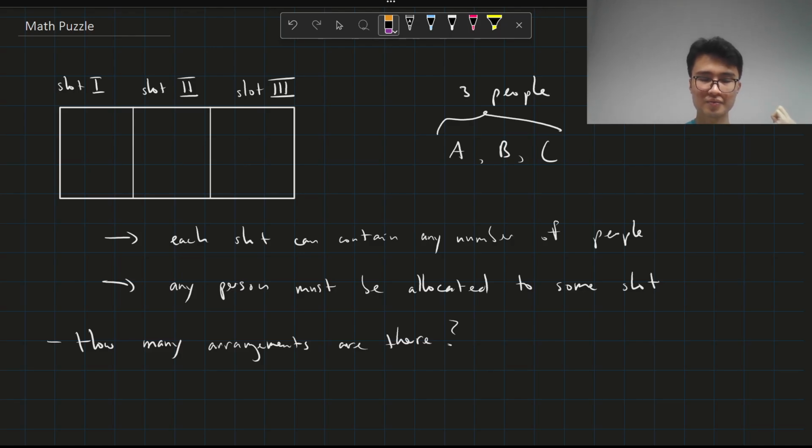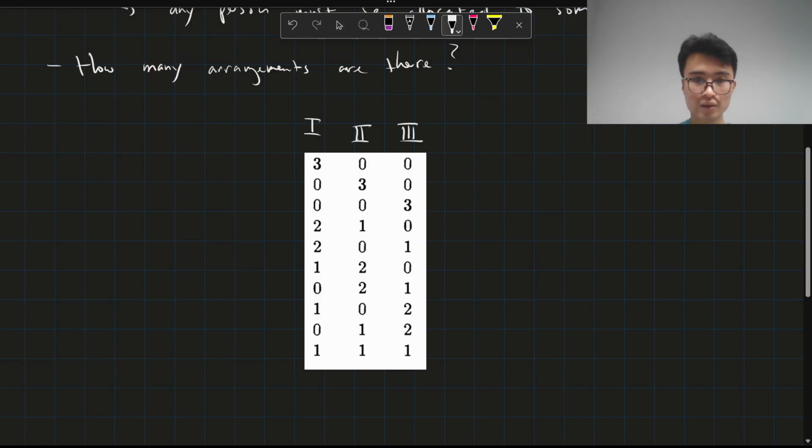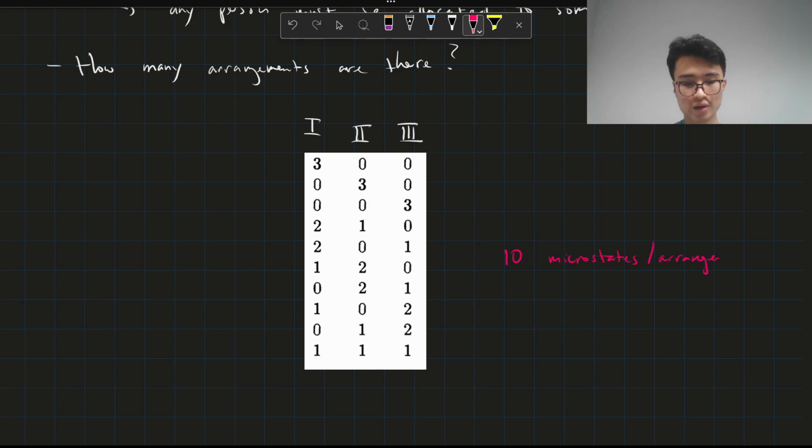The answer to this particular scenario is 10. So there's a total of 10 microstates, or arrangements. We have 1, 2, 3, 4, 5, 6, 7, 8, 9, 10. A total of 10 microstates or arrangements, and each row is a microstate.